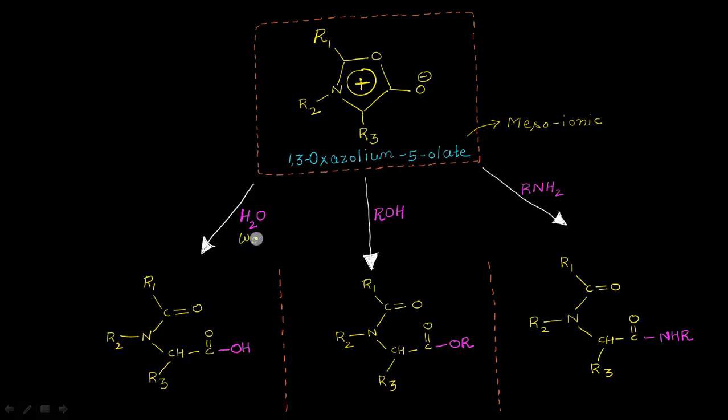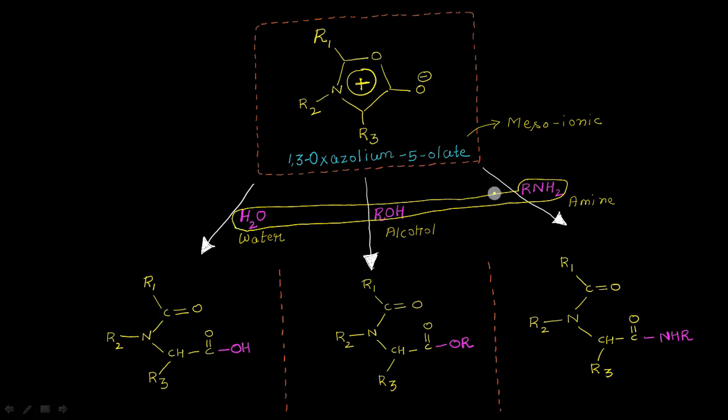Namely, the first one is H2O, means water. The second one is ROH, that is our alcohol molecule. And the last is an amine molecule, that is RNH2. Basically, all these three different nucleophiles, H2O, ROH, as well as the amine, are neutral type of nucleophiles. Let me write here, these are all neutral type of nucleophiles because they are not carrying any formal charge.